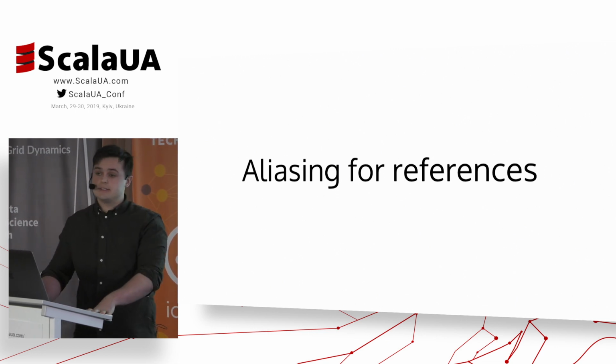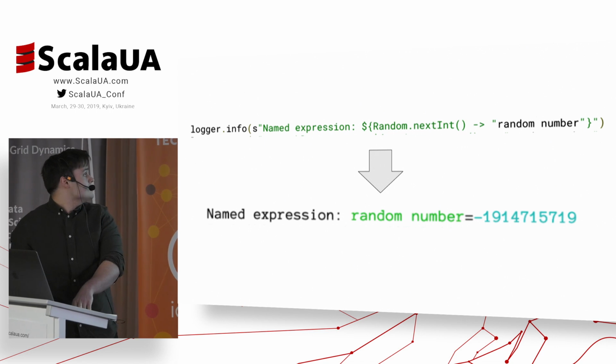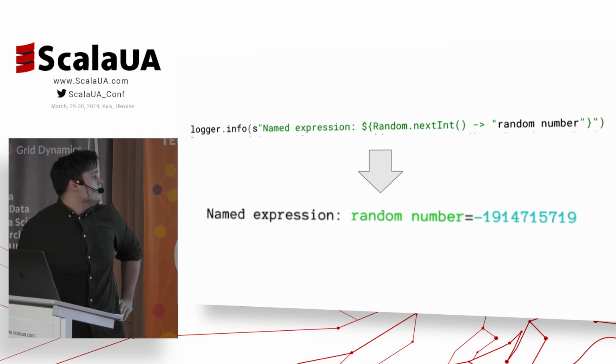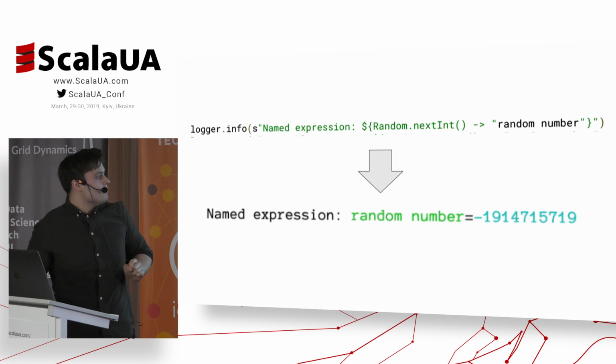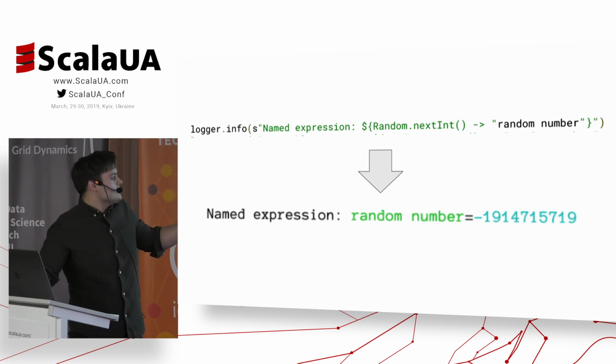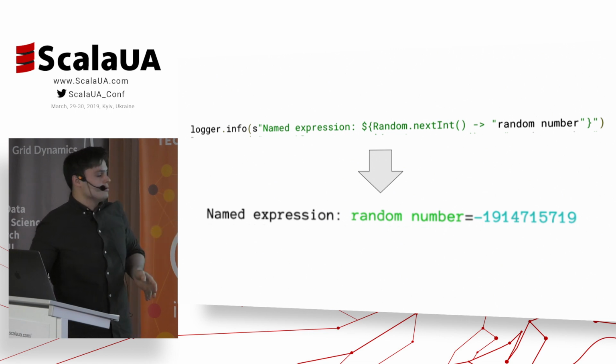Aliasing for references. When you pass some data into the interpolation context, pure references, for example the random nextInt, you may alias them with a random number, and you will see how your log message would be rendered in some readable way.